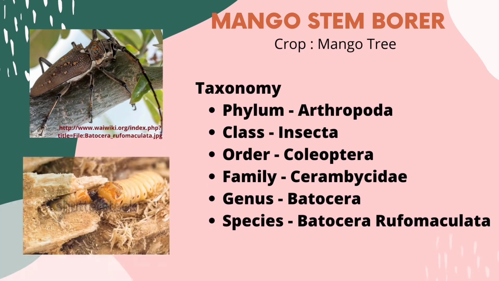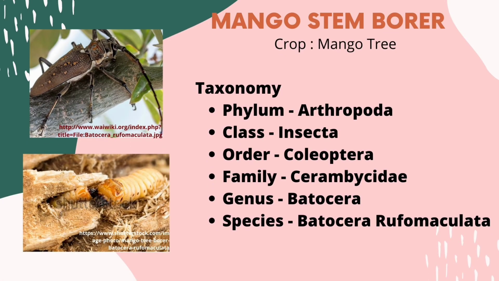So the last pest is the mango stem borer. The phylum of this insect is Arthropoda. It is from the class of Insecta. The order is Coleoptera, and the family is Cerambycidae. While the genus is Batocera, and the species name is Batocera rufomaculata.